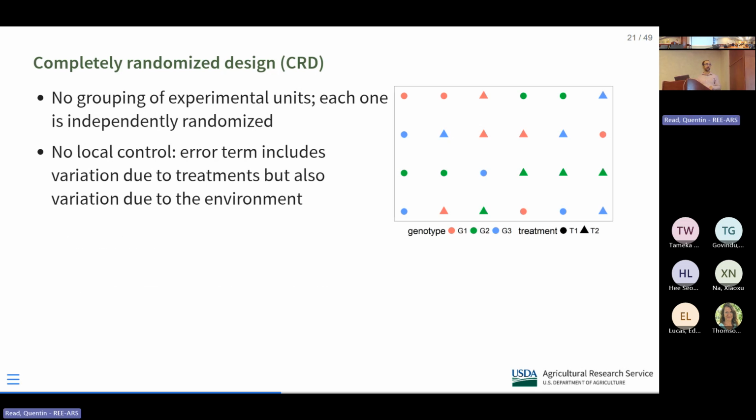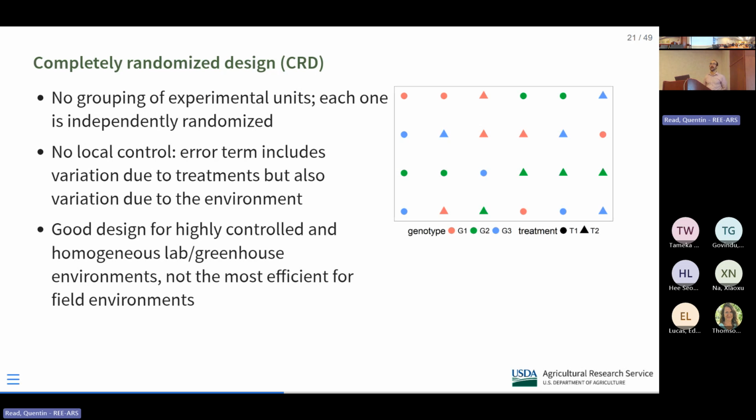We're just completely randomizing. And in a highly controlled lab environment, this is probably a good, if not the best design, but it is not the most efficient for field environments. If you have physical variation in the environment over space, then you want to space your treatments out so that every treatment combination is present in all the physical environment variation, so you can have local control for that environment.